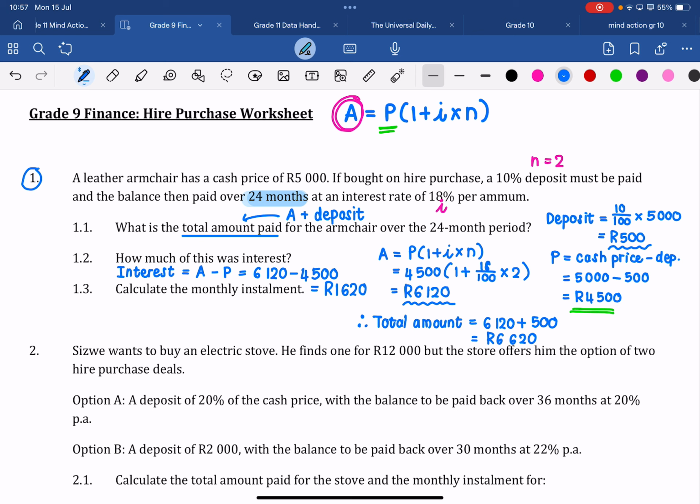Guys, that's a lot, hey? Because the cash price of this chair was only 5,000. And the interest is, yeah, like almost a half of the actual cash price. That's a lot.